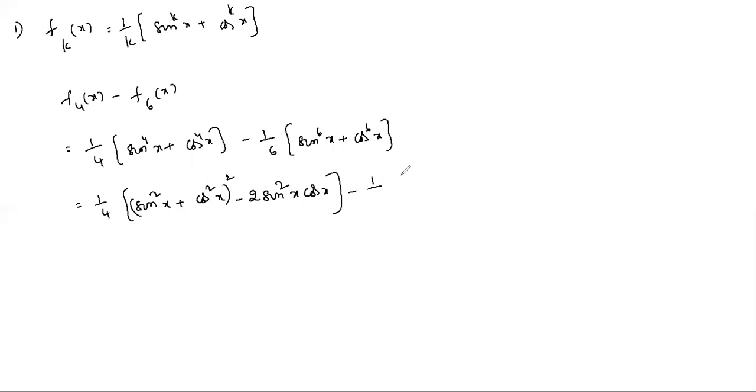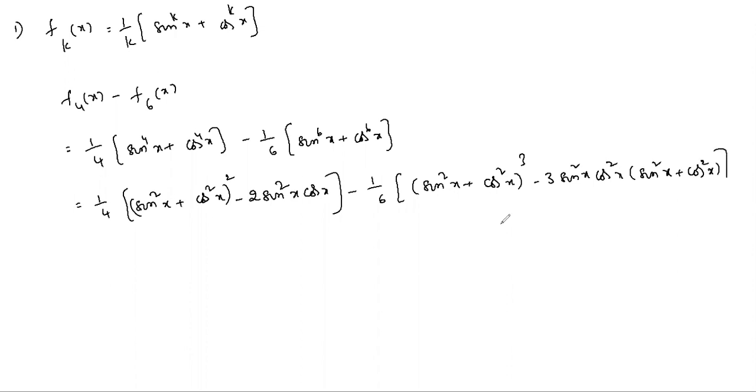Similarly, sin power 6 plus cos power 6 you can write as sin square x plus cos square x whole cube, that is a plus b whole cube minus 3ab into a plus b. Now what is sin square x plus cos square x? 1. So 1 minus 2 sin square x cos square x. Remember this, you will always get this.